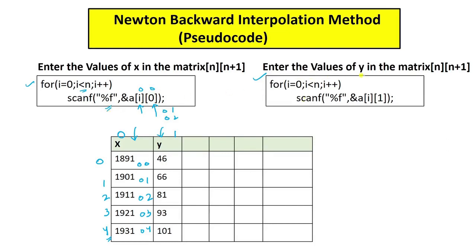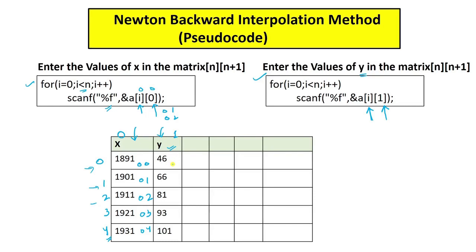Now similarly, the y value will be scanned. So the y value will come in the first column, and the row number is again changing from I equal to 0 to less than n, that is n minus 1. And the column is not changing; the column will be the first column. This way we have scanned the values of the x and the values of these y's.